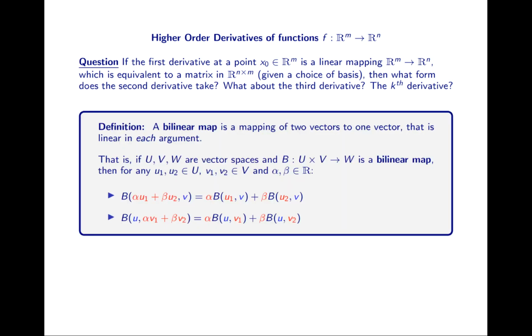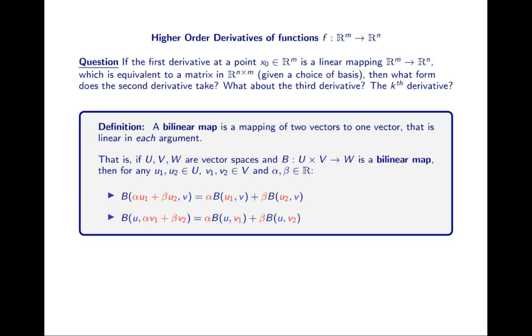So, to make progress on answering this question, let's define what we mean by a bilinear map. Well, a bilinear map is just a mapping of 2 vectors to 1 vector that is linear in each argument. And there's 2 arguments, right? Because it's mapping 2 vectors to 1 vector.